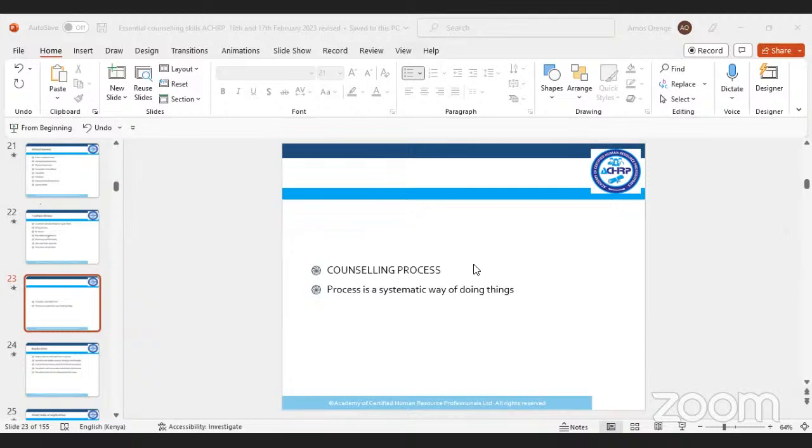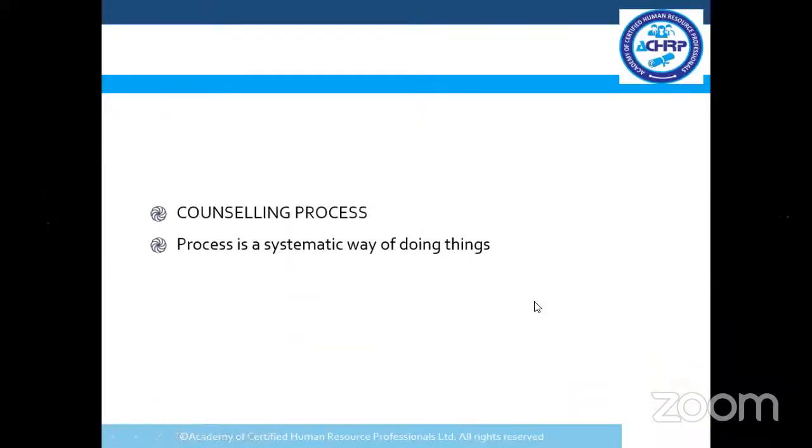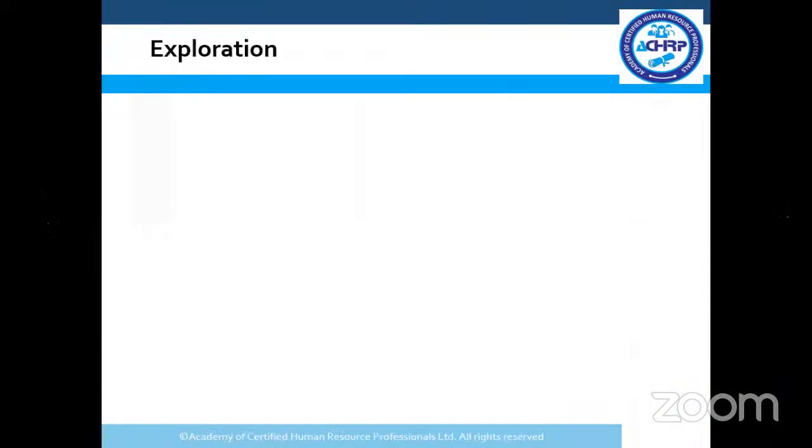And remember we said counseling is a helping process, and we say this process is a systematic way of doing things. It is not just one touch that you have and then you tell yourself, I've now been able to manage the client's issues. We say in the counseling process, it has stages, and one of the stages is the exploration stage.